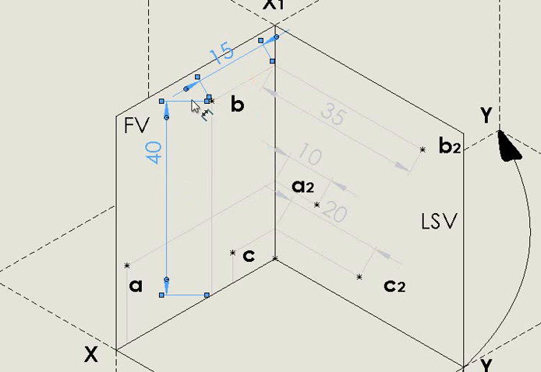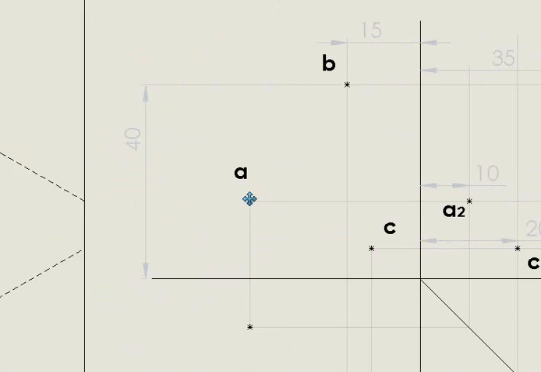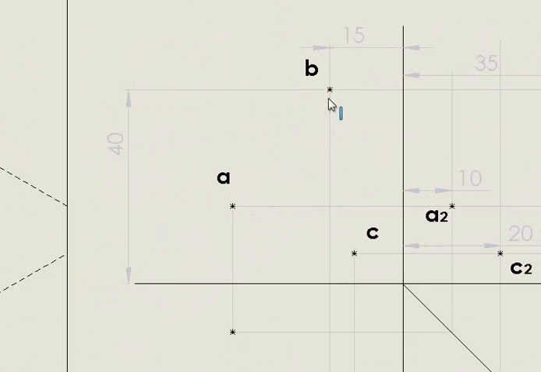Let's see if these 2 measurements actually correspond with what we have over here in our front view. Our front view here for B, we have 15 and we have 40. So your height is accurate and your distance away from the X1, Y1 is 15. Let's clean that up slightly.